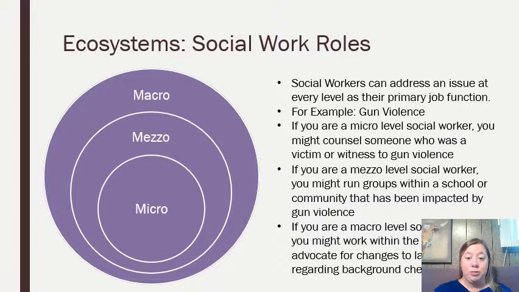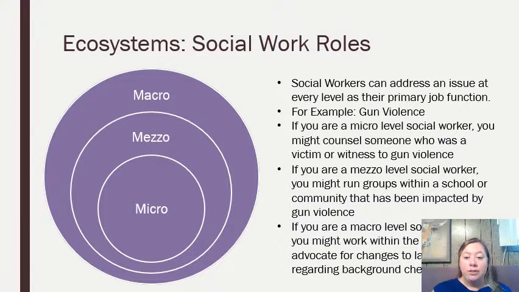But for now, just so we can kind of understand how we might look at a specific intervention from any one of those places, I'm going to use gun violence as an example. So if you're a micro level social worker, you might be counseling someone who was a victim of gun violence, or who witnessed gun violence, or who maybe was present at the time of a mass shooting, which has unfortunately become a more common occurrence in our culture. So that might be your job if you were a micro level social worker. You might be doing counseling with someone who's experienced the trauma of gun violence.